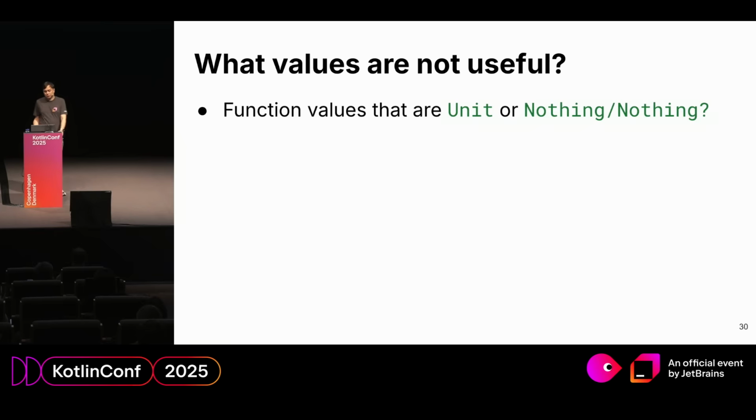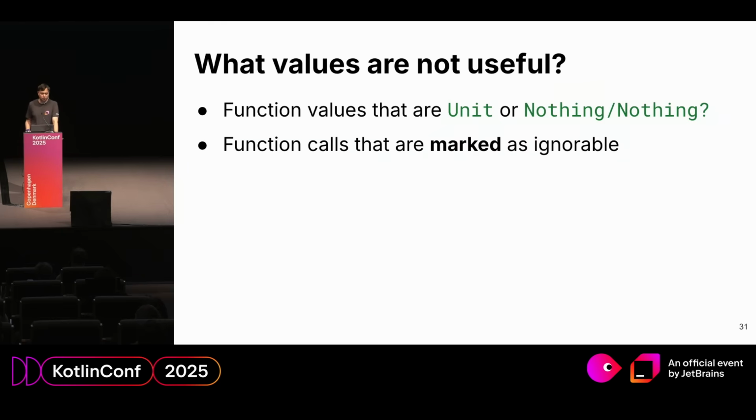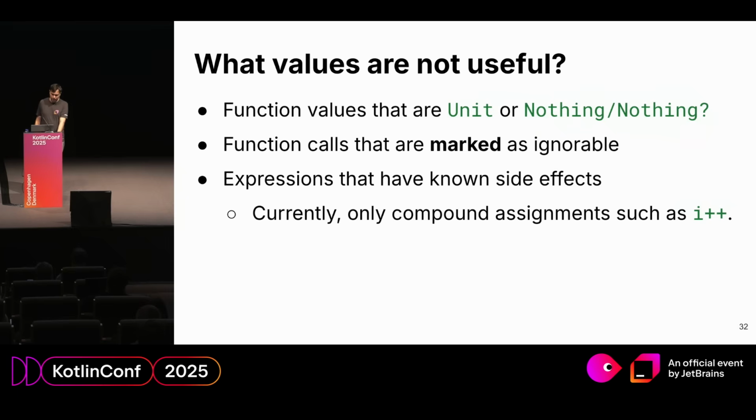So what values are not useful? Obviously, these are function values that are either Unit or Nothing?, because you can't really do anything meaningful with them. There are function calls that are marked as ignorable, such as mutable list add, and we will talk about how to mark them a little bit later. And besides that, almost everything else is useful except some expressions that have known side effects, such as compound assignments, a plus assign operator, and so on.